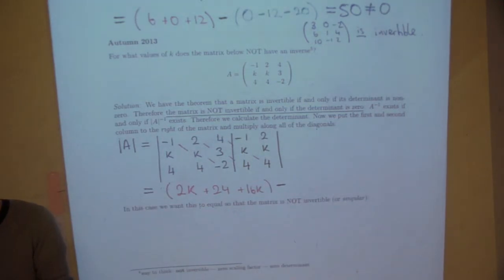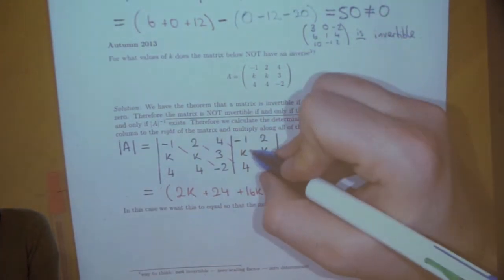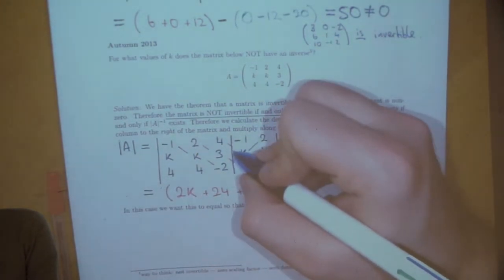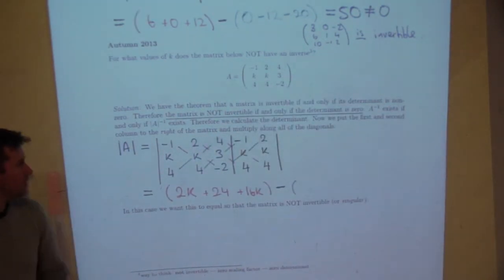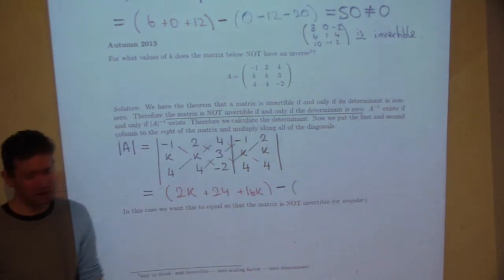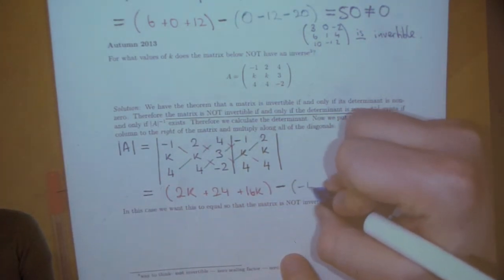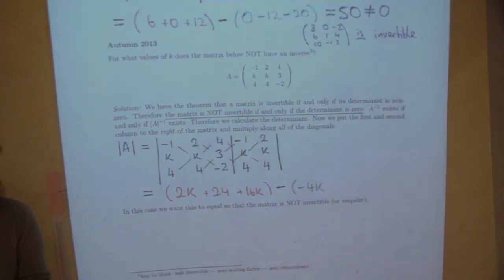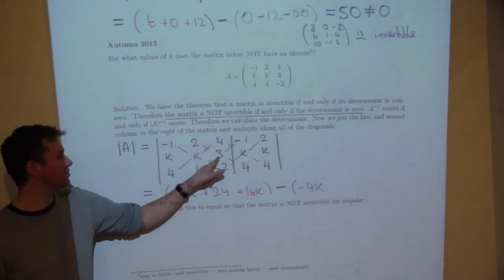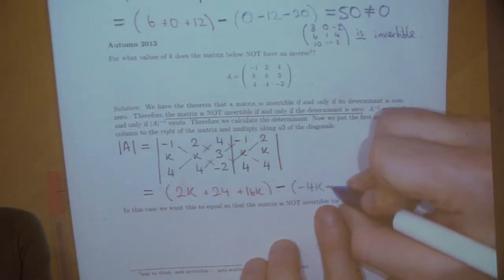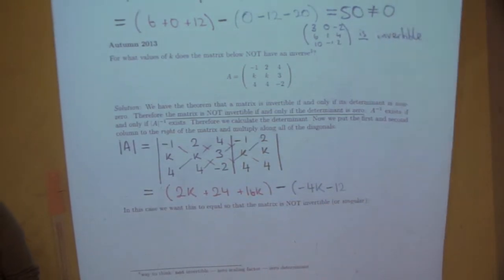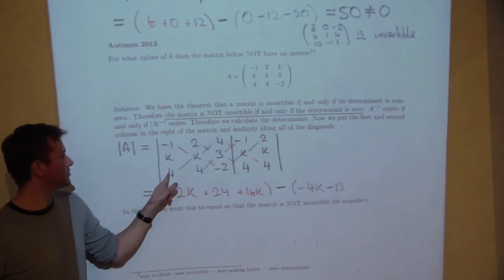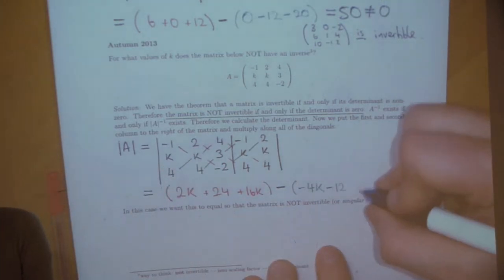Minus left down diagonals. 2 by k by minus 2, minus 1 by 3 by 4, 4 by k by 4. So 2 by k by minus 2 gives minus 4k. The next one is minus 1 by 3 by 4 is minus 12. And the last one is 4 by 4 is 16 by k is 16k.